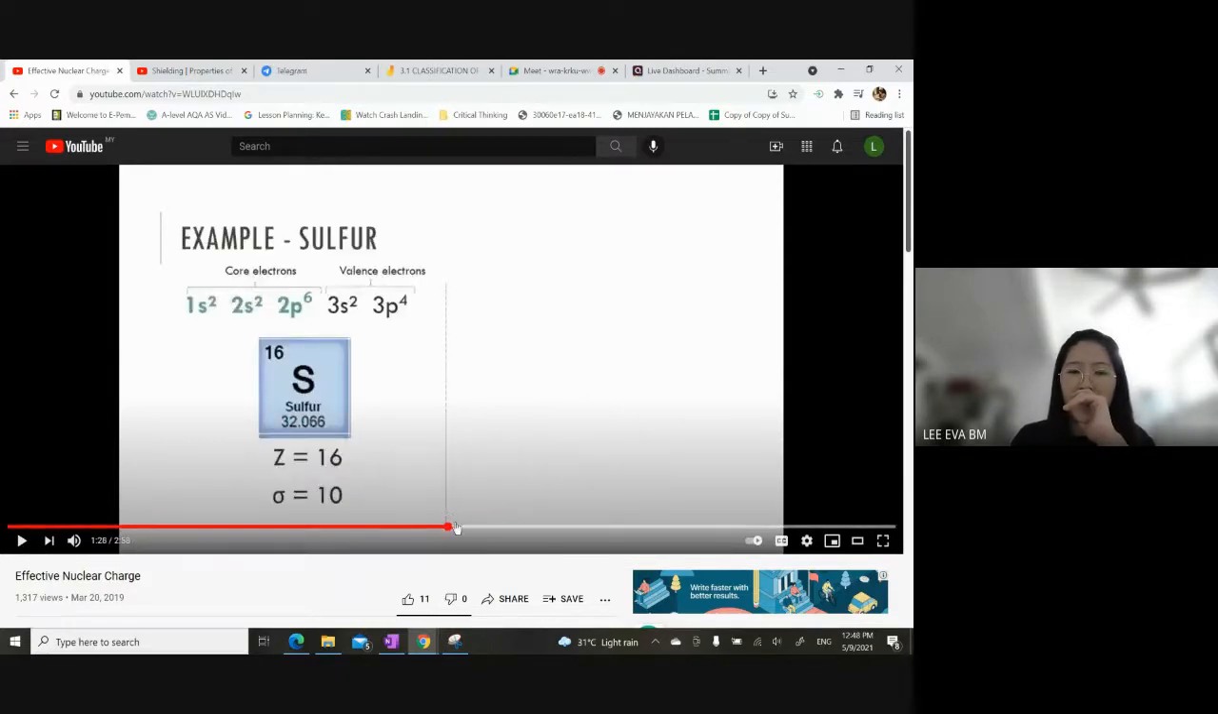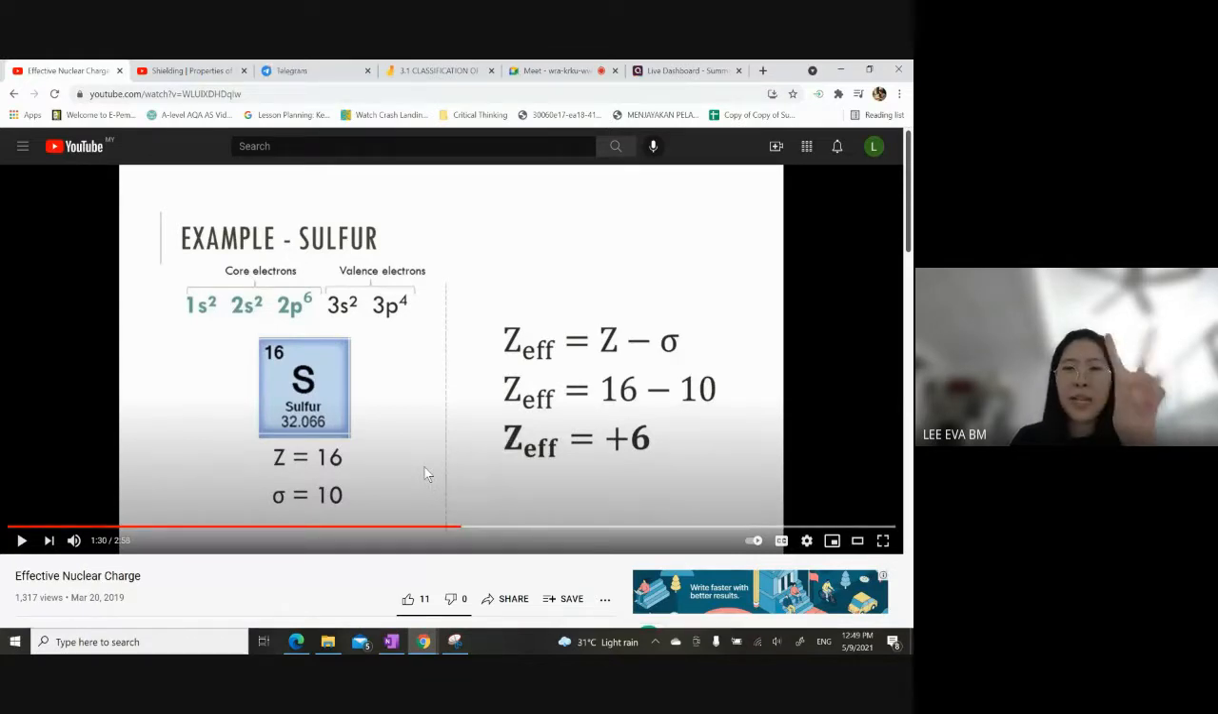Okay, so if we take this example, you have two terms that you need to recognize. First of all is the Z, which in this case we call the nuclear charge, and also the ZEF, which is the effective nuclear charge. So this is the electronic configuration that we have learned before. Inside the inner shell are your inner electrons, or we call them the core electrons. And then over here, 3s2, 3p4 is the valence electrons.